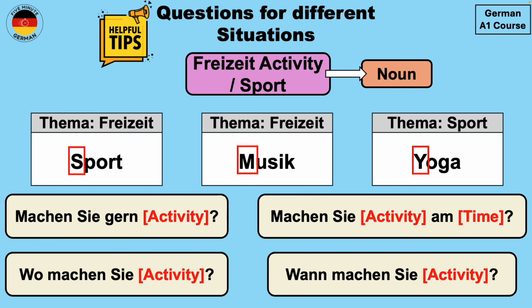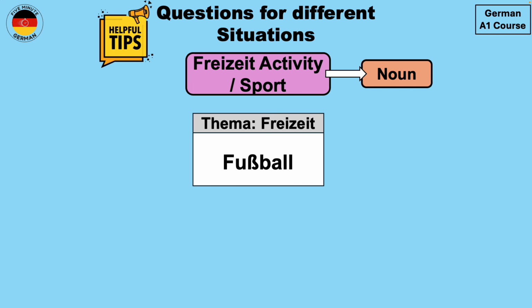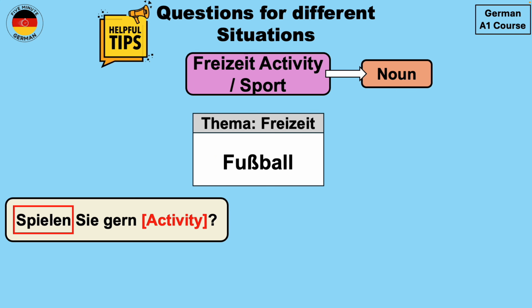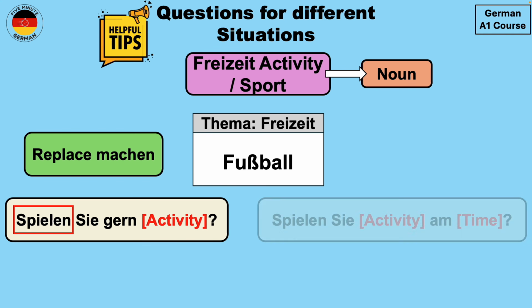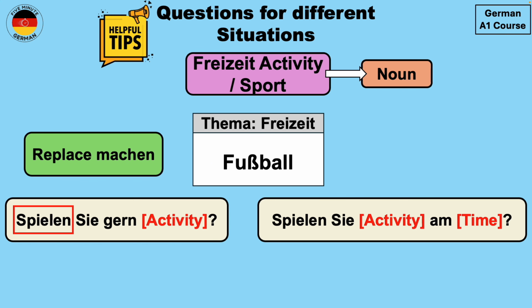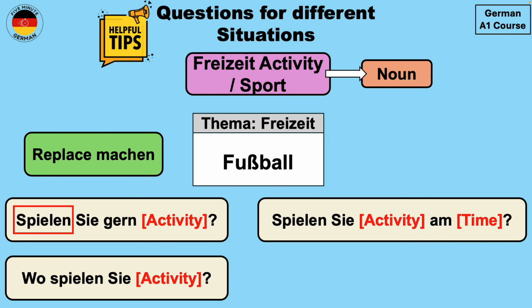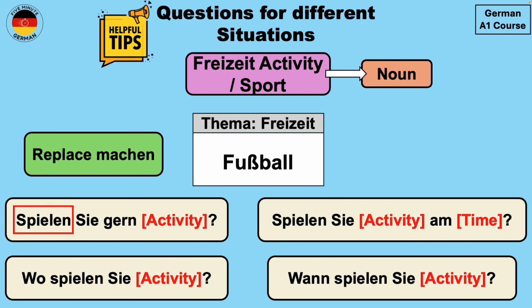Now if you get some other word where you cannot use machen, such as Fußball, which is football, then you will use Spielen Sie gern Fußball? So you will replace machen with spielen in this case. And the same will happen for the rest of the questions, such as Spielen Sie Fußball am Sonntag, or Wo spielen Sie Fußball, or wann spielen Sie Fußball?